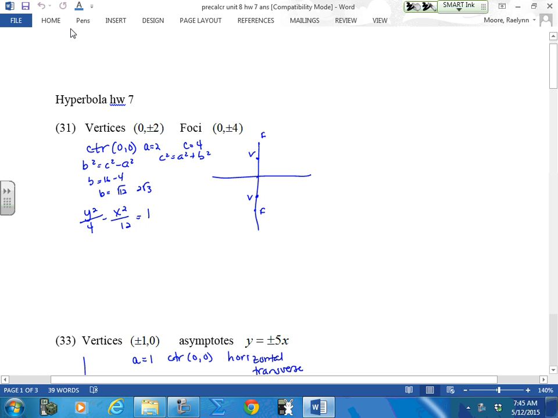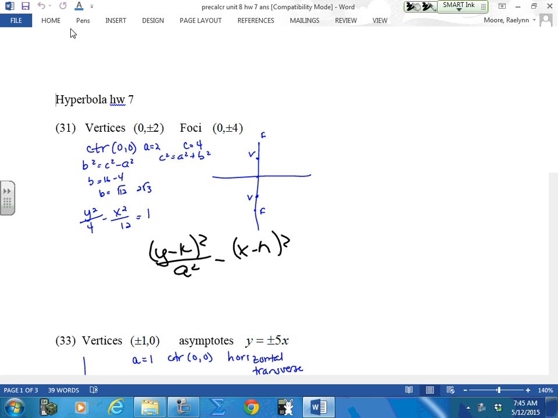Start like this. The easiest way to do it is to start with this. A is always first. Okay, so now you know that this is first. The distance from your center, and you know your center is 0, 0, so you can take those out with zeros. The distance from your center to your vertex is your A, and that would be 2. Now you know this, so you know A is 2.